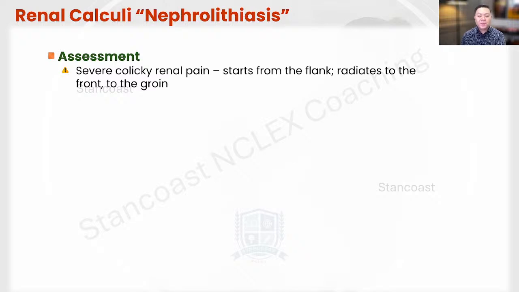Now, we'll talk about the next manifestation, which is very common, which is nausea and vomiting, which is basically going to accompany the pain. The reason for that is the intense pain from the renal colic. This will stimulate the nerves that connect the kidneys and also the GI tract, thus triggering the nausea and vomiting as a reflex response.